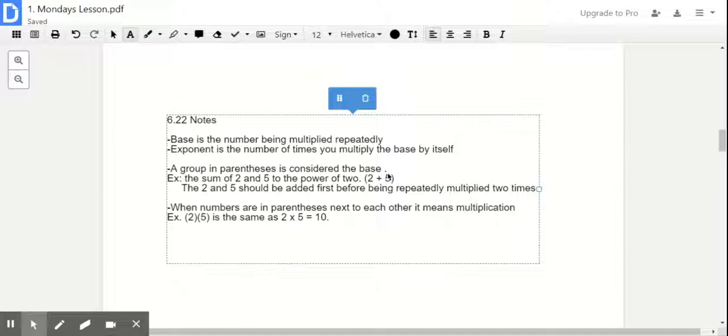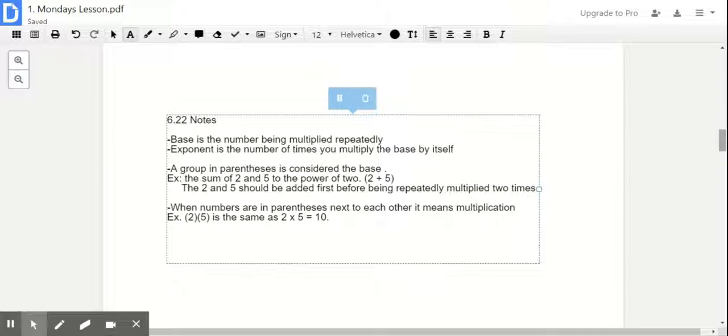Also, just a quick note, when numbers are in parentheses next to each other, it means multiplication. So just as an example, if 2 was in the parentheses and then 5 was next to it in parentheses, this is the same thing as 2 times 5 equals 10.